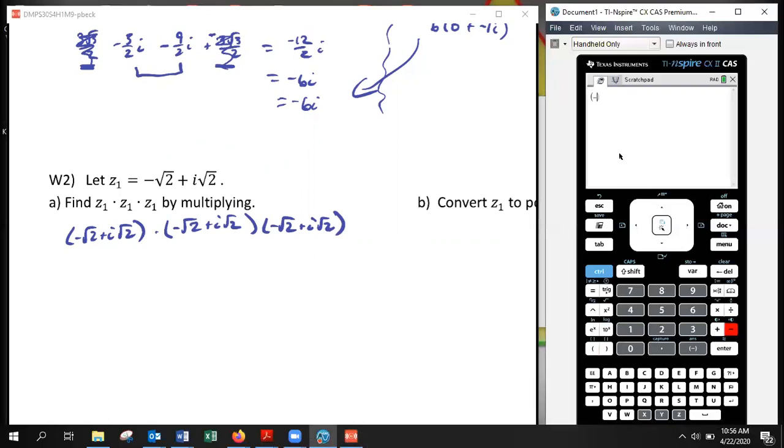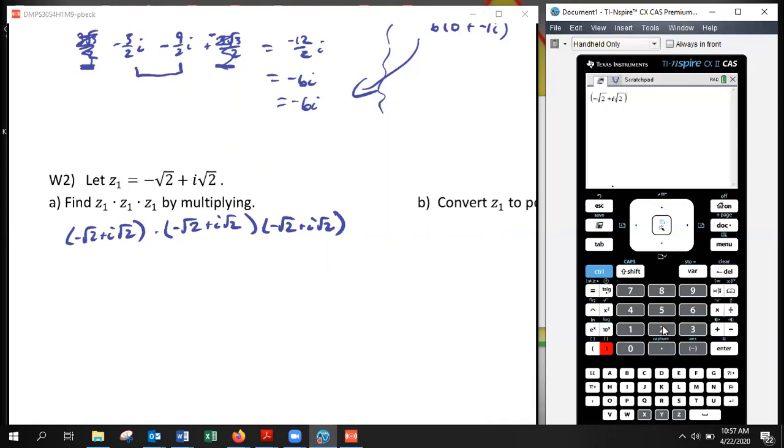So negative square root should be right here. Negative square root of 2. And then plus, now we can't just put in the letter i on this calculator. If we put in the letter i, it won't be bolded. This is bolded, which represents that it is that complex number, the square root of negative 1. So plus i square root of 2.